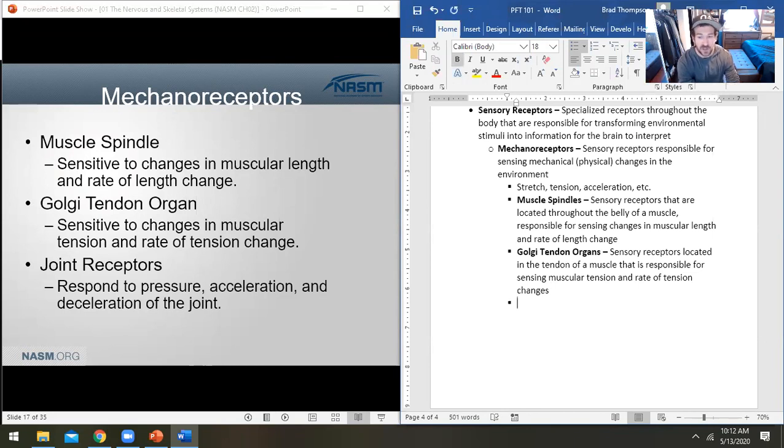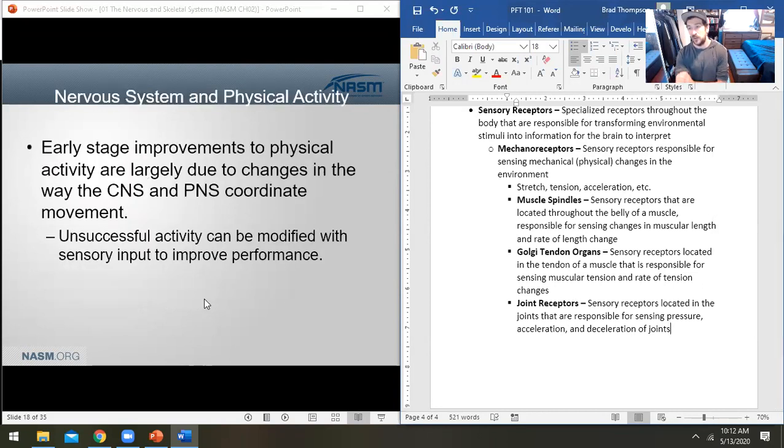And then lastly, we do also have joint receptors. And these are sensory receptors located in the joints that are responsible for sensing pressure, acceleration, and deceleration of joints. So, when we talk about muscle spindles and Golgi tendon organs, we're mostly talking about the muscle. This is located like your joint receptors. There's a lot of different types of them, but they're basically in these delicate structures found in your joints.